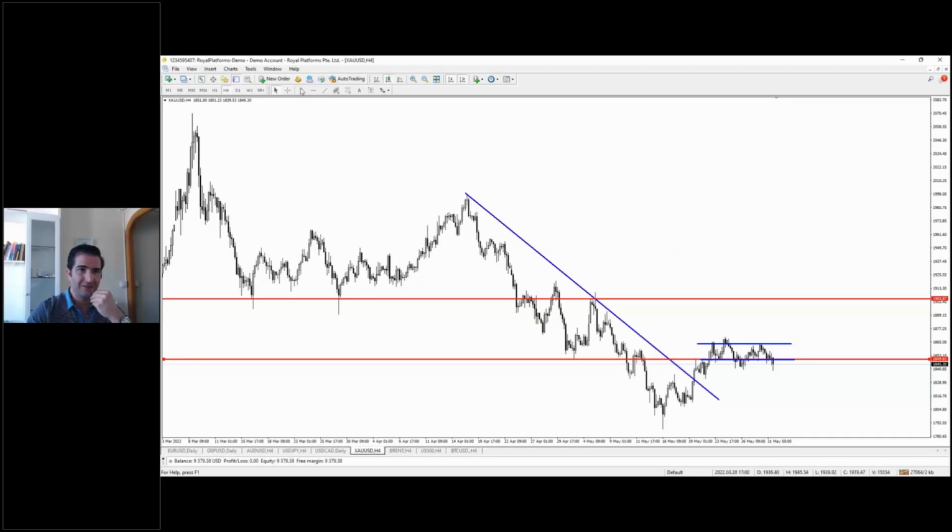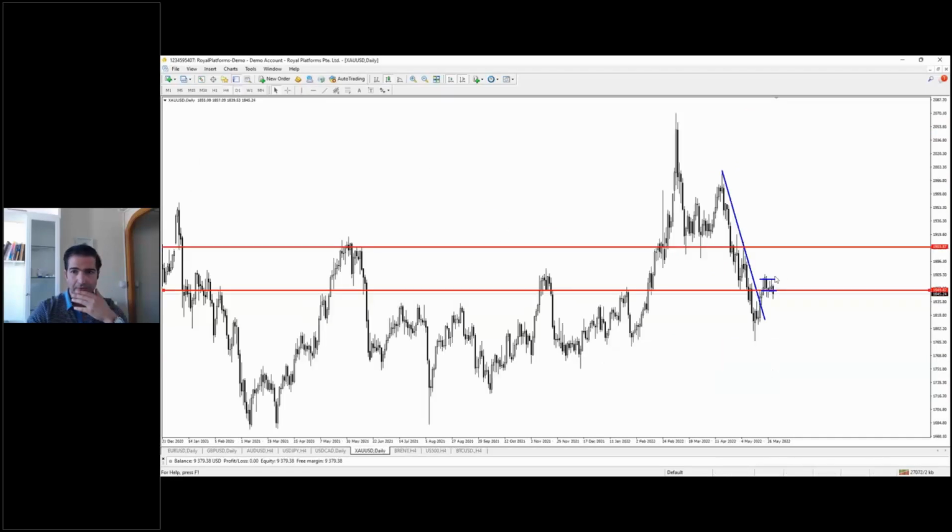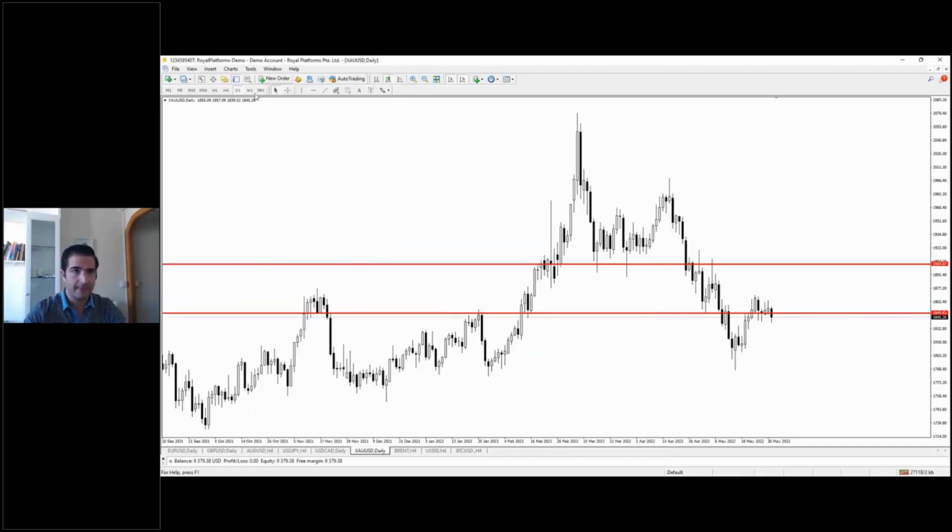We have now the gold. Gold also reversed from a downtrend. We have now a move to the upside. So if I zoom in, the market was posting lower highs, lower lows, but now we have an impulse, and this is a correction. So these are the components of a new trend to the upside.